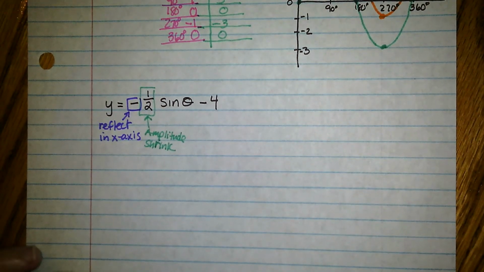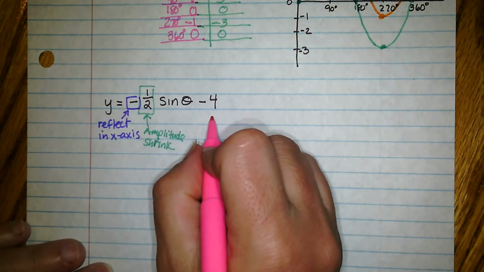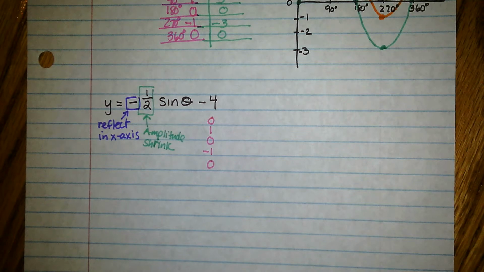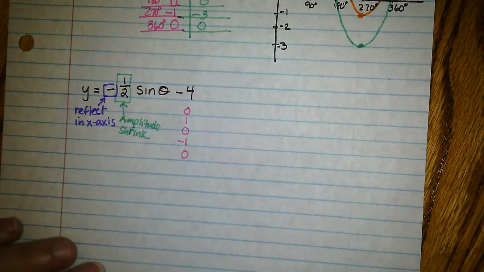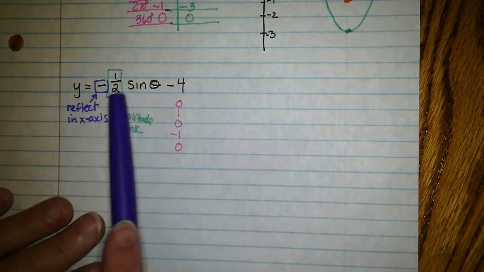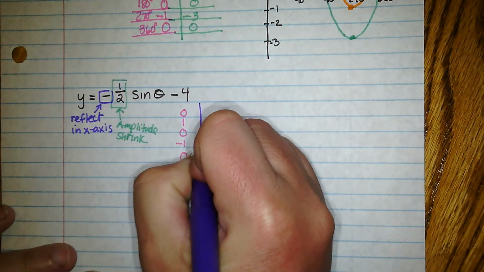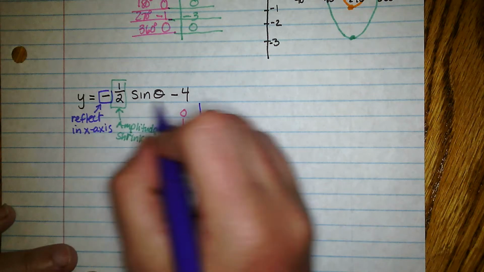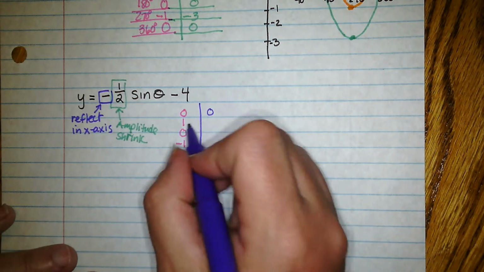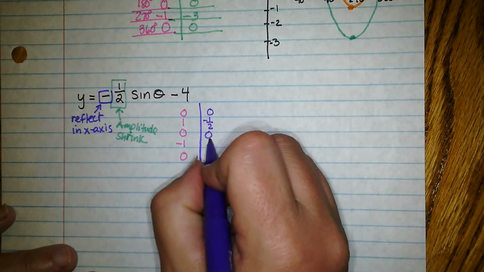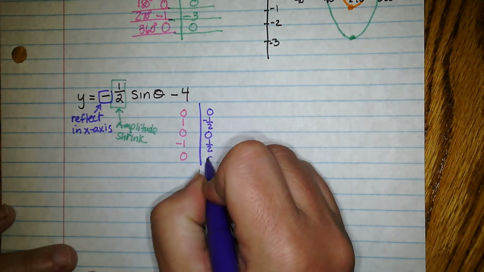Sine means we're still going to have our basic sine: 0, 1, 0, -1, 0. But we're going to make sure that we do half of those values and a negative for our base graph. So -1/2 times 0 is 0. -1/2 times 1 is -1/2. 0. A negative times negative is +1/2, and then 0.